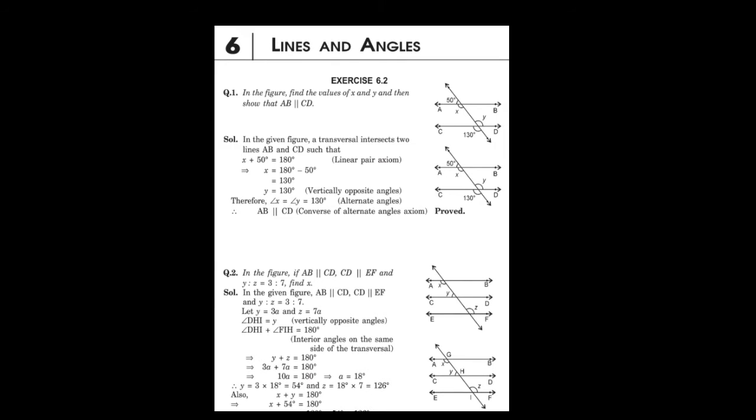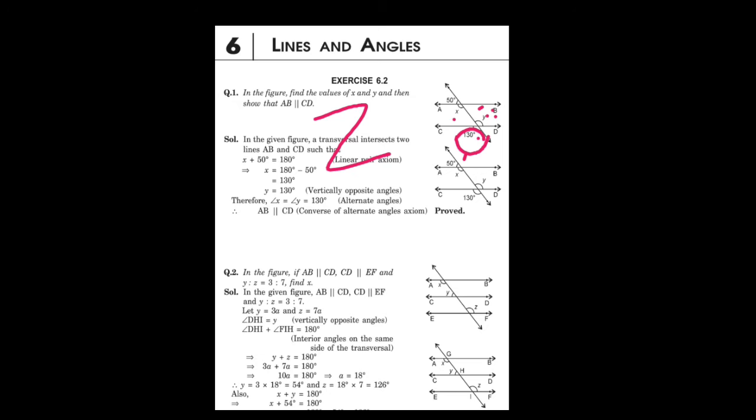Now here, given in the adjoining figure, find the value of x and y, and AB and CD both are parallel lines. Given that the value of this angle is 130 degrees, and we have to find the value of y and the value of x. So we can directly write the value of y equals 130 degrees because they are vertically opposite angles. And x and y both are what type of angles? It's a Z shape, so they are alternate angles.